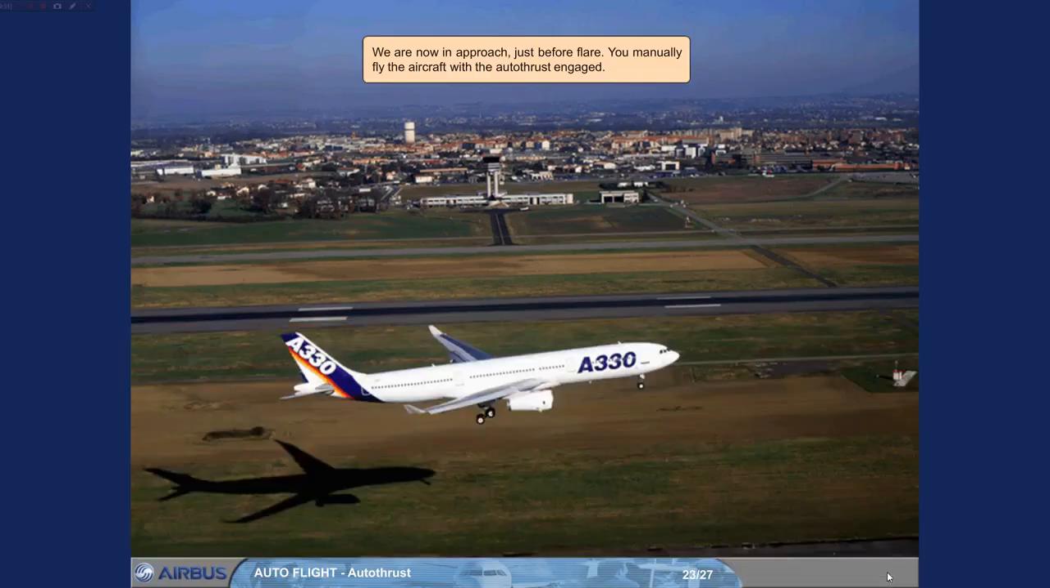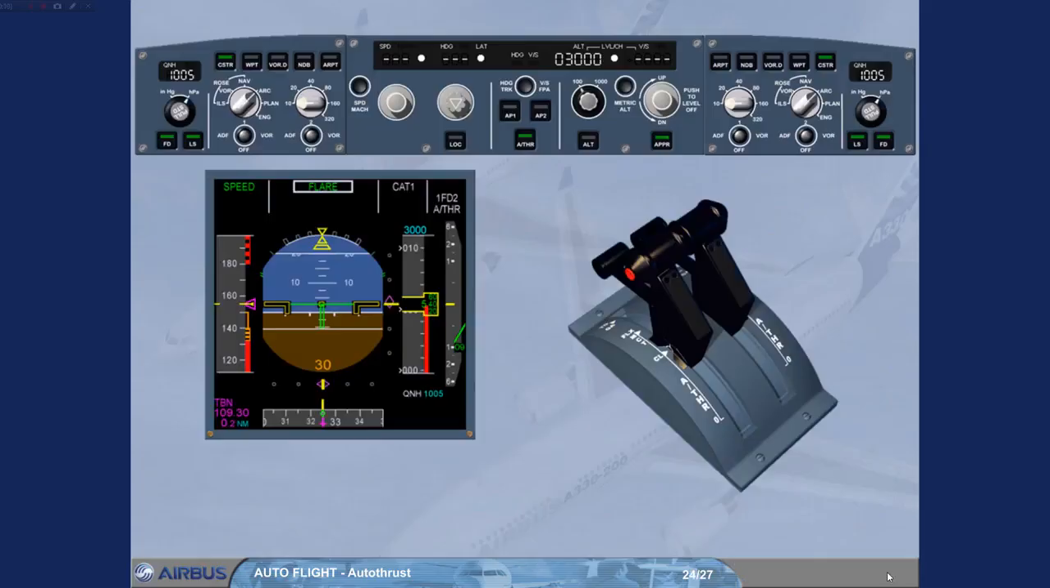We are now in approach, just before flare. You manually fly the aircraft with the autothrust engaged. Note that the autothrust is in speed mode. During a hand-flown flare, the pilot has to reduce the thrust for landing. He will do so by bringing the thrust levers back to idle at about 20 feet.